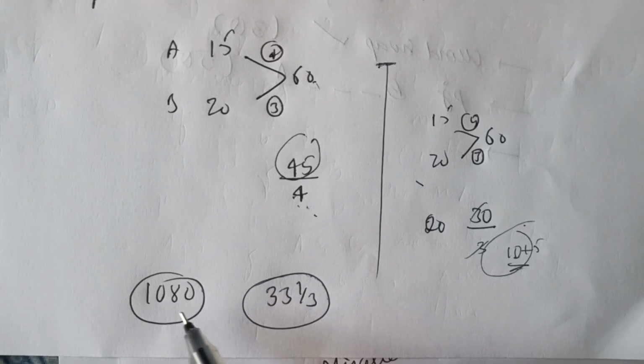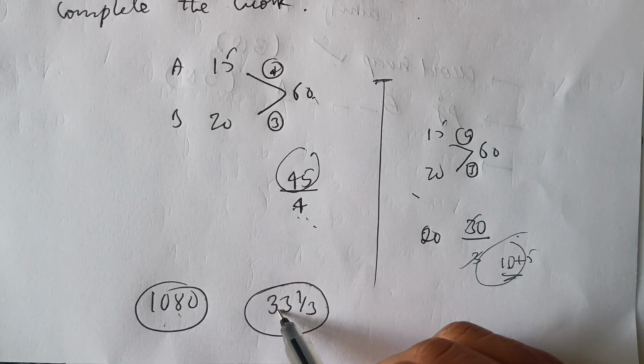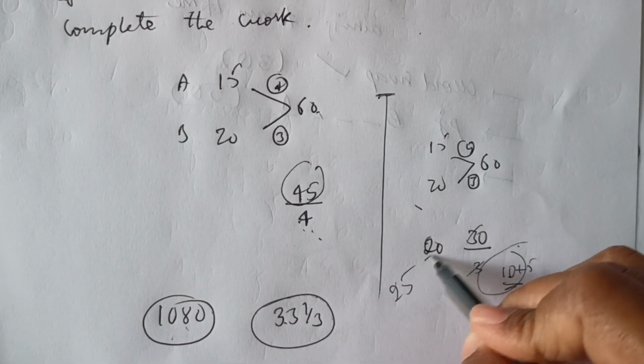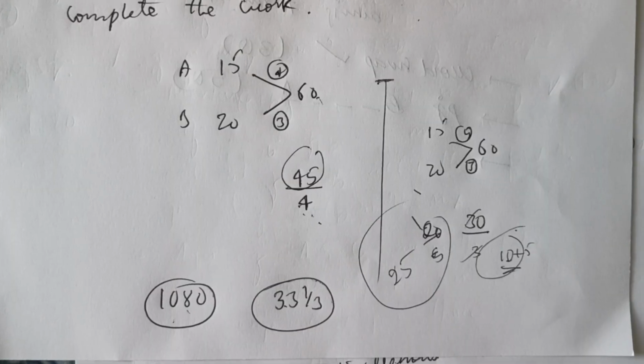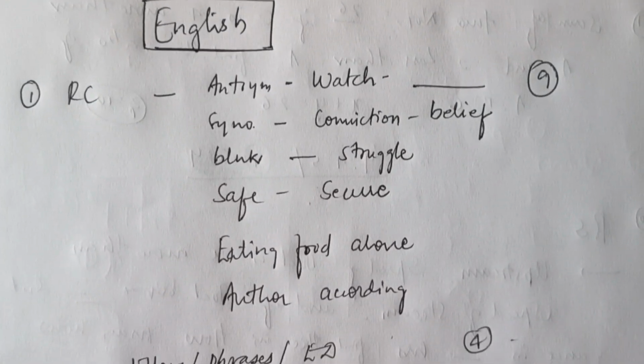And these are the answers, like one I got as 1080 and another like 33.33 percentage, and one more I got like 25 something, it was like a fractional value, but I'm not sure whether it was from the DI or from the arithmetic. This is the English section.